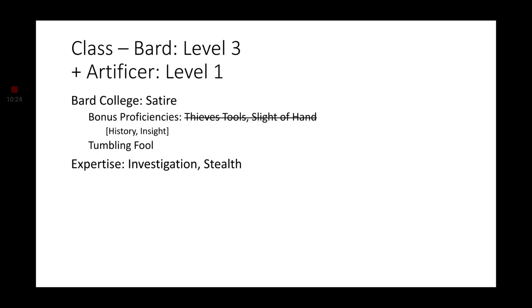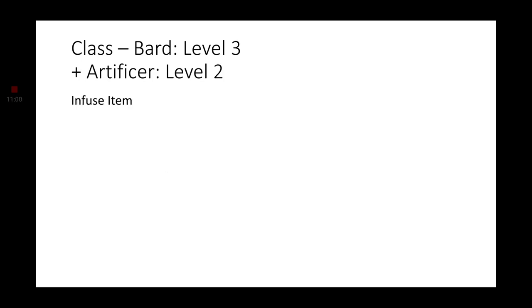Now, it says we get bonus proficiencies in Thieves' Tools and Sleight of Hand, but we have already gotten those. So, we will change those over into History and Insight. We get the ability Tumbling Fool and expertise in Investigation and Stealth. Actually, I don't think we grabbed Sleight of Hand, so go ahead and get rid of the History. No, get rid of Insight and replace that with the Sleight of Hand, because I don't remember grabbing Sleight of Hand earlier. Either way, moving on. Expertise in Investigation and Stealth.